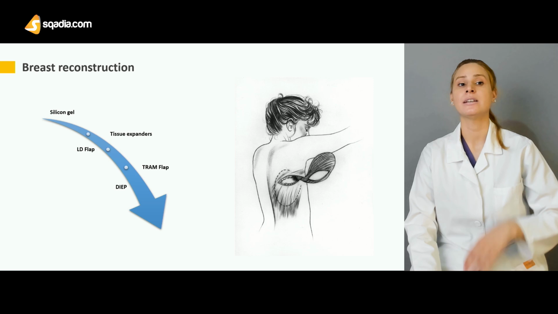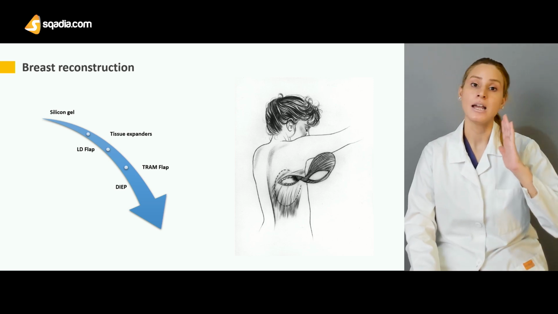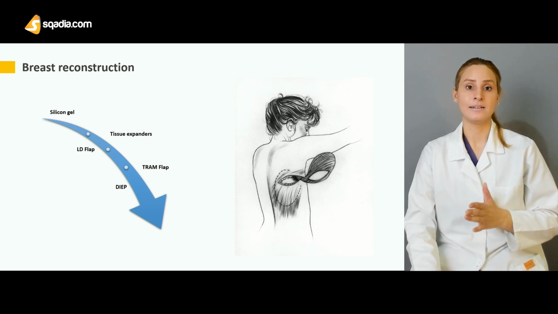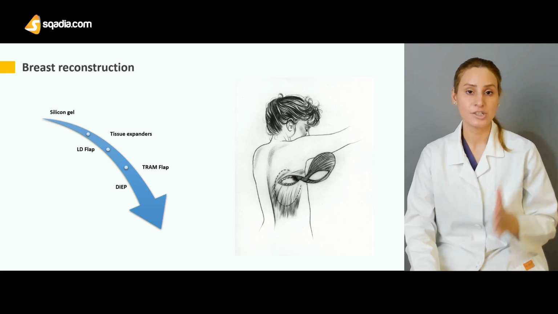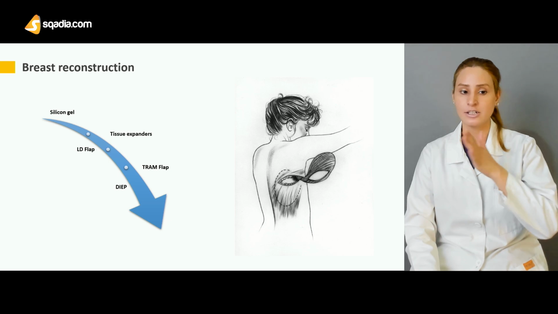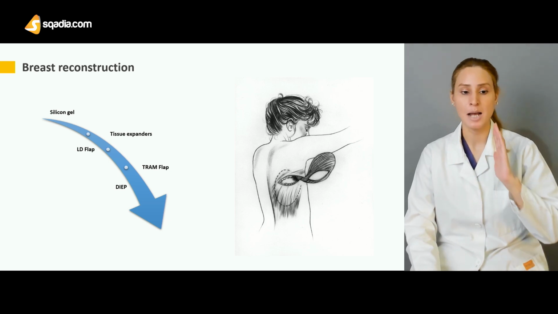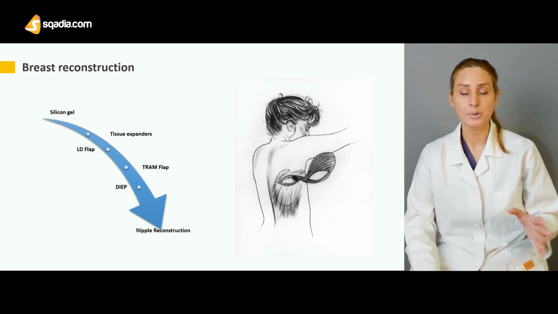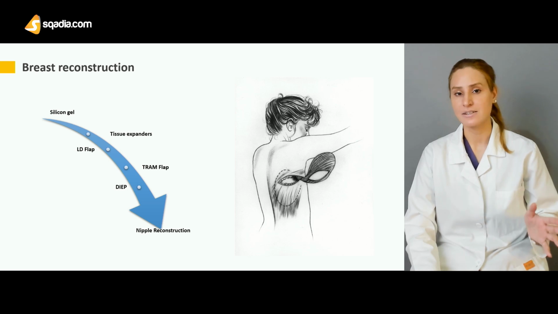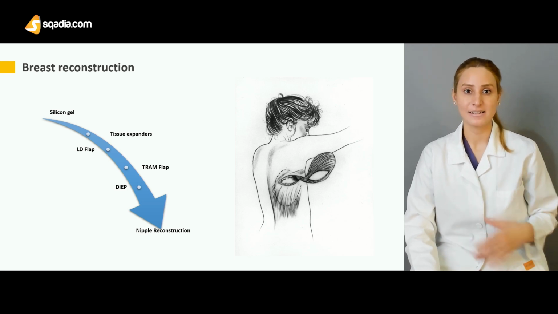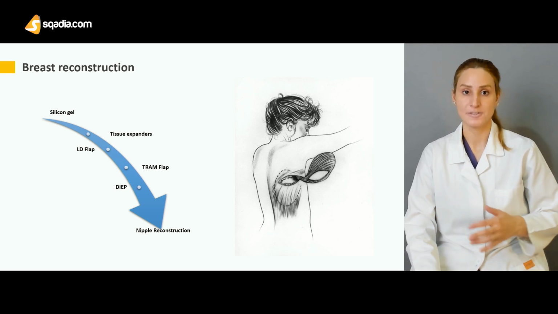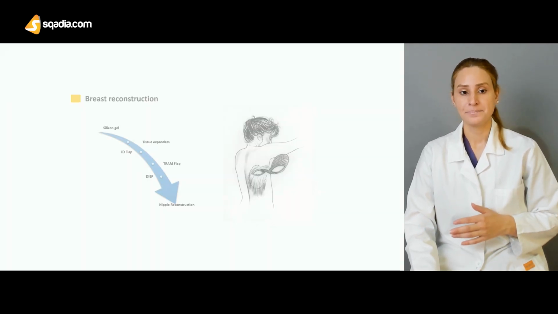So that's how you can do the breast reconstruction, depending upon the choice of the patient, and depending upon the condition and the tumor, like silicone gel, tissue expanders, LD flap, TRAM flap, DIEP flap. And sometimes you have to combine it with proper nipple reconstruction, which is called mammoplastic techniques, in which not only the breast tissue but also the nipple reconstruction is done.